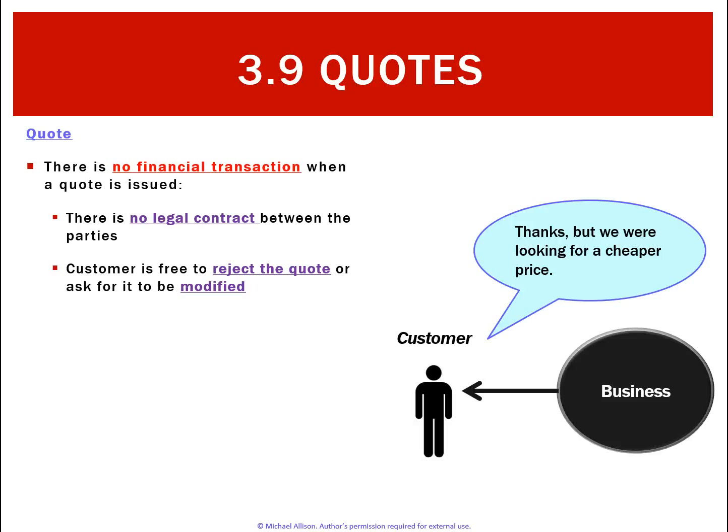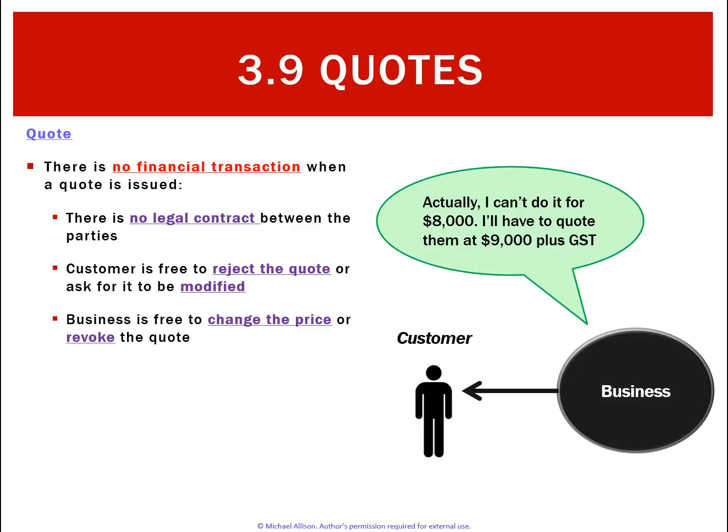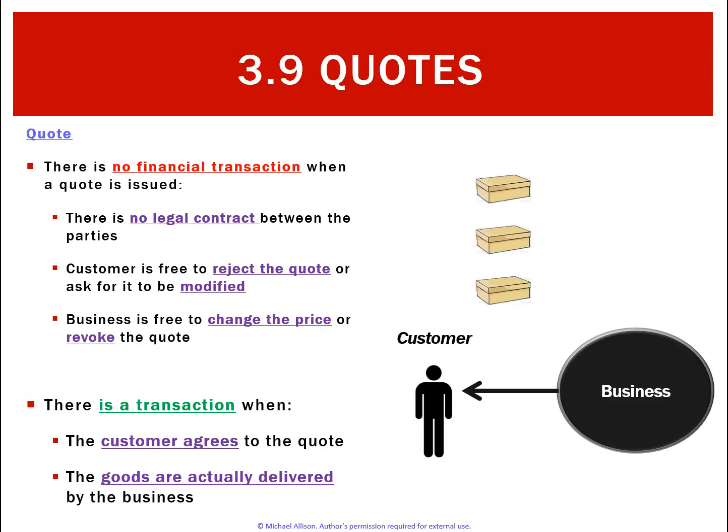Thanks, we were actually looking for something cheaper. Or the business, if the customer hasn't actually accepted it, can change the quote themselves. So in this case, the business has said, actually, I can't sell it for $8,000. I'm going to increase the price to $9,000, and that's why there's no legal or financial transaction at this point. When do we have a financial transaction? Actually, when the goods have been agreed to be bought and sent to the customer.